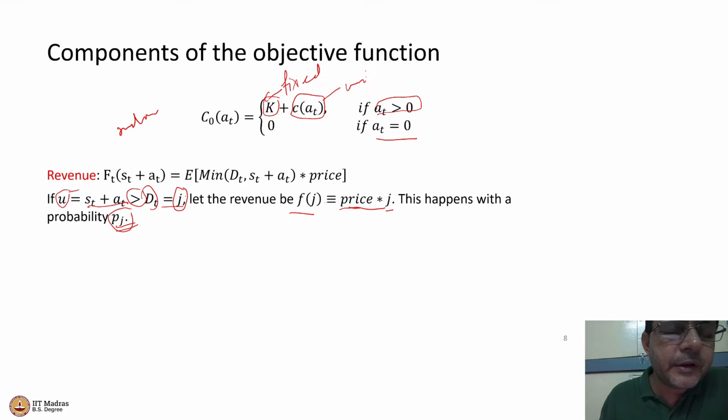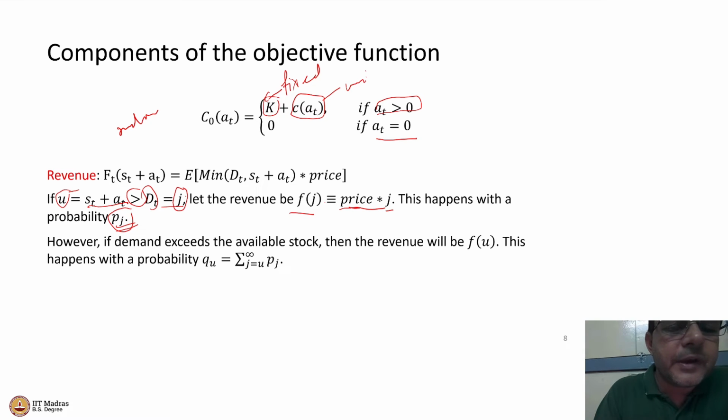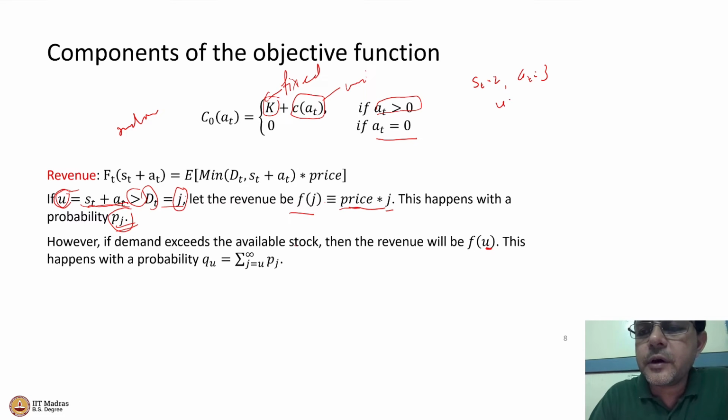However, if your inventory is not enough, which essentially means that your demand was a lot higher, then you will not be able to meet the full demand. You will be able to meet only demand equal to the total inventory that you are carrying. So if the demand exceeds the available stock, then the revenue will be f of U, where U is ST plus AT. Simple, right? So as we said, let us say ST was 2, AT was 3, so your total inventory was 5. Now if J was 7, demand was 7, but you were only carrying 5 units of inventory.